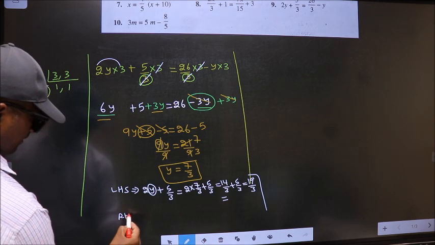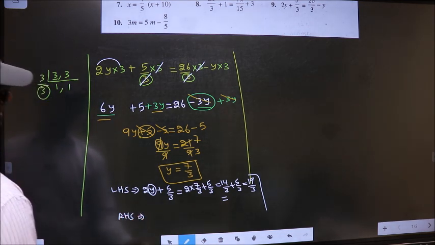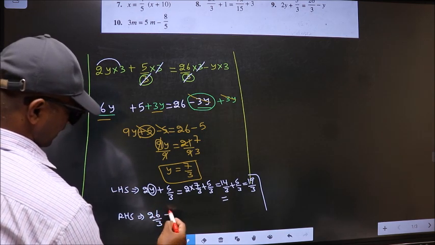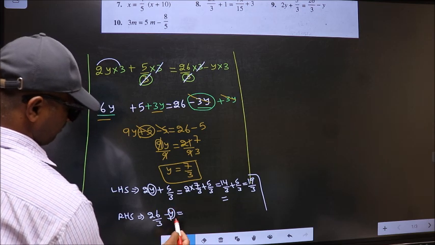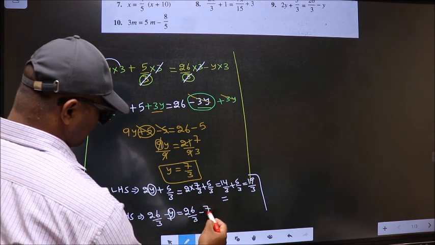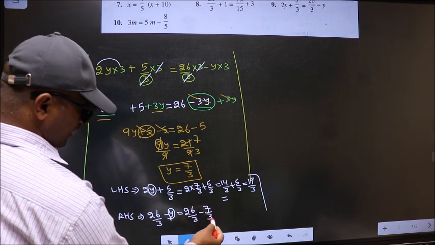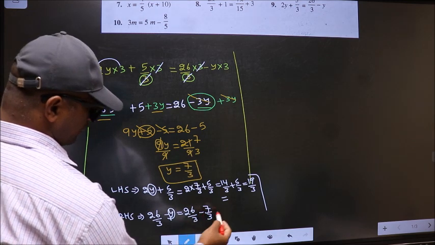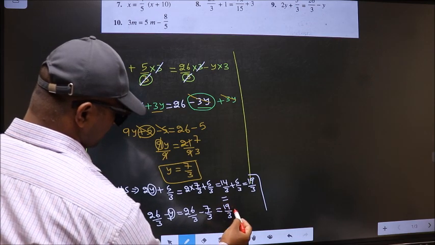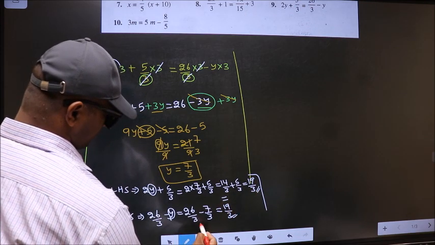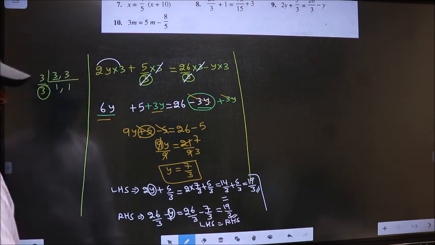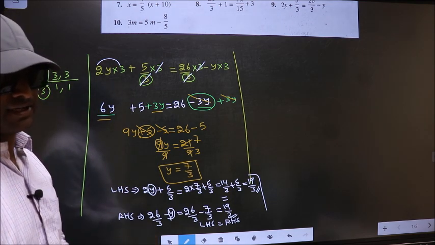Now RHS is 26 by 3 minus y equal to, now in place of y we should write 7 by 3. So 26 by 3 minus 7 by 3. Denominators are same, so subtract the numerators. 26 minus 7, 19 by 3. We got these two same, that is LHS equal to RHS. So the answer we got is correct.